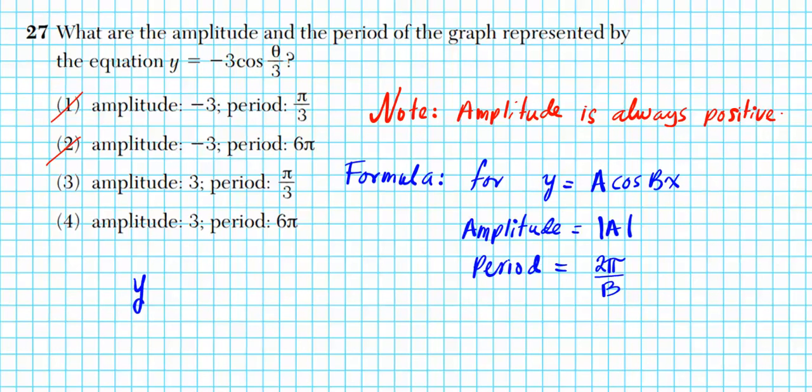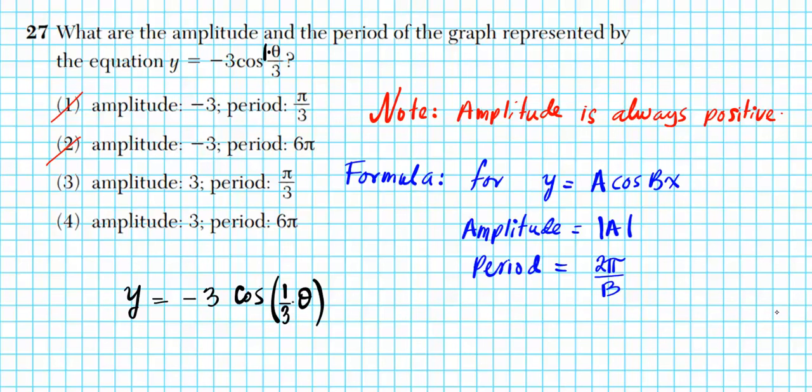Okay, so we have y equals negative 3 cosine. Now the independent variable is theta. What's been multiplied by theta here? Imagine that you have a 1. That's multiplied by identity. So what you have is 1/3 theta. That's how you express the angular argument of the cosine function.